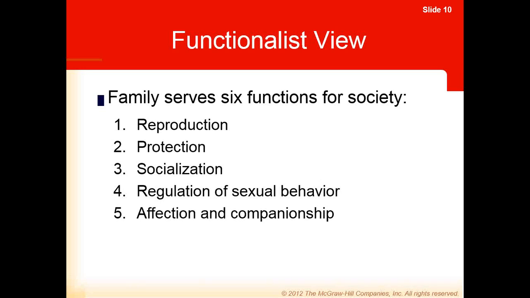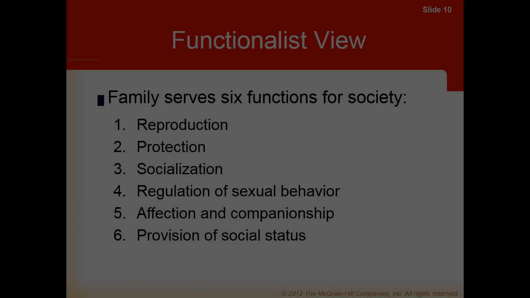Affection and companionship, of course, which would be kind of expressive needs of individuals in the family. And then provision of social status, because our family determines our entry point into society. Depending on whether we're lower, middle, or upper class, our particular entry point is based upon our family. And so these are the 6 functions that family serves for society, according to the Functionalist View.